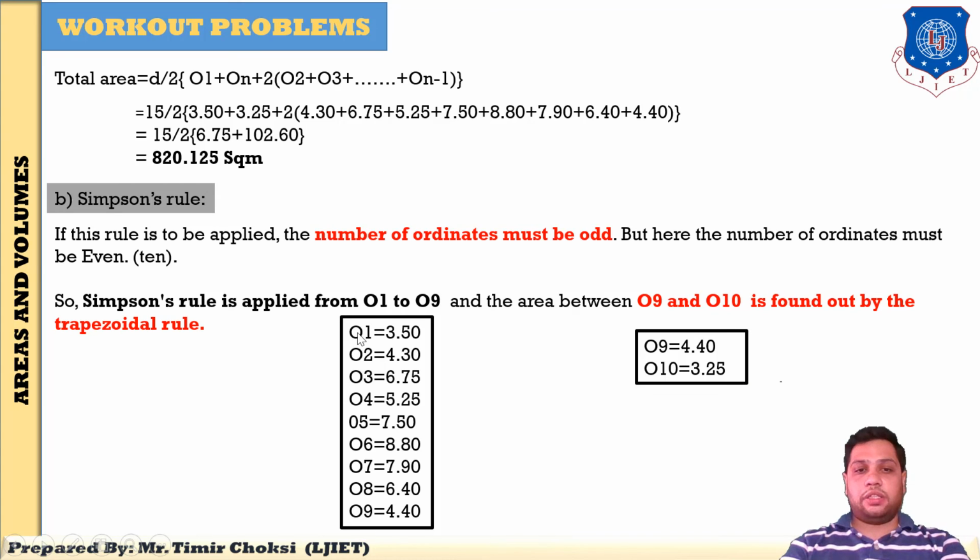So here the ordinates are O1 to O9, and when you find the area from O9 to O10, you consider the trapezoidal rule. In this type of condition, I will repeat this, the Simpson rule is only applied for odd ordinates. So you take the odd ordinates O1 to O9, and the second area, O9 to O10, is found depending upon the trapezoidal rule.